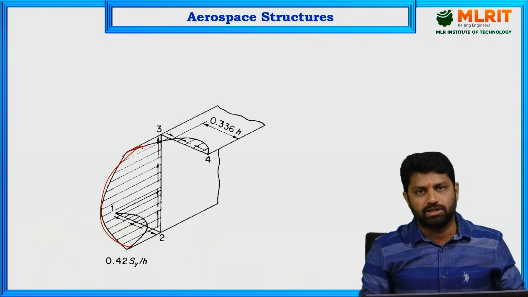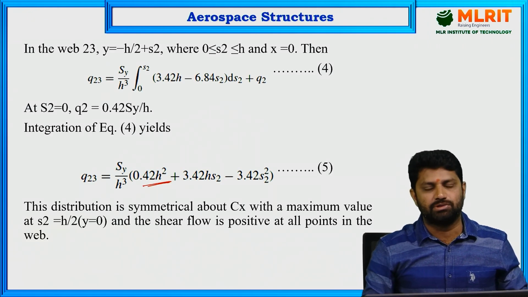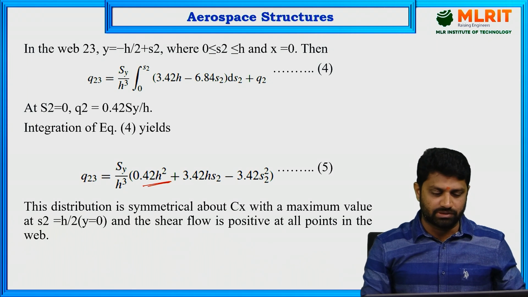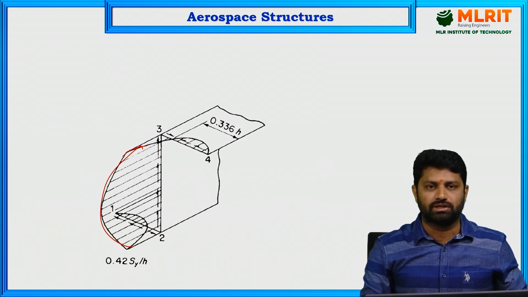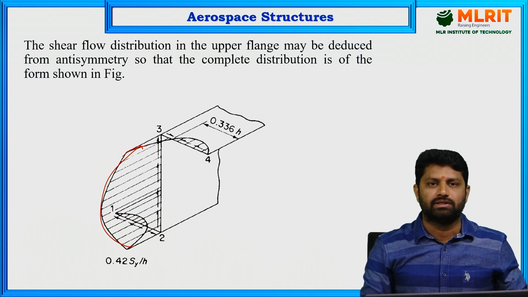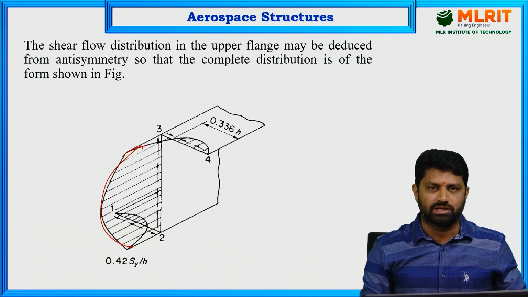Okay, so that is how we find out the shear flow distribution for open section beams using the formula for shear flow. Okay, so thank you everyone for watching, and in the next class we will see the shear flow in closed section beams as well. Thank you.